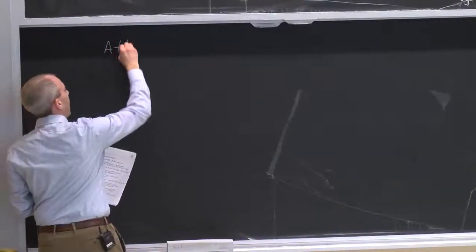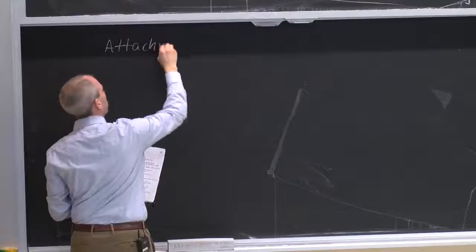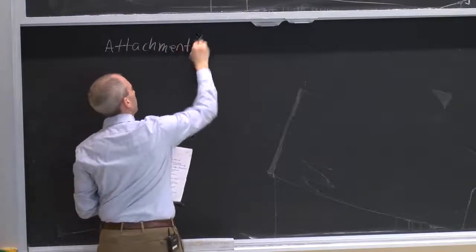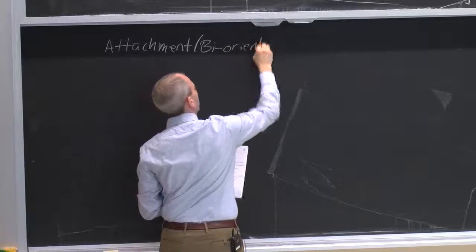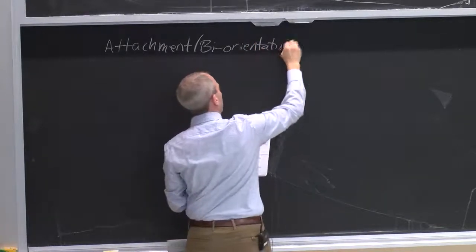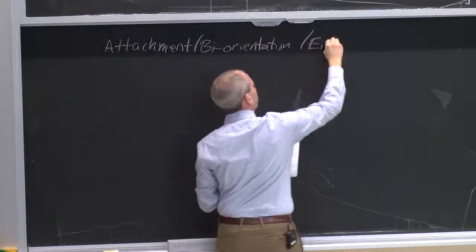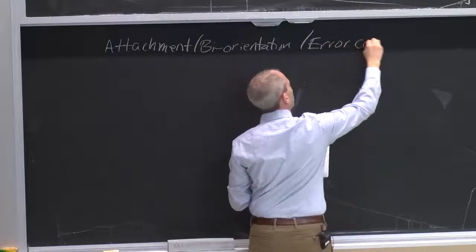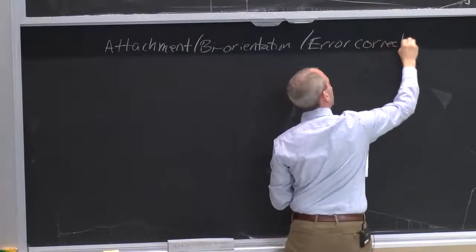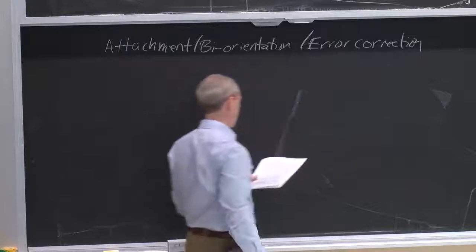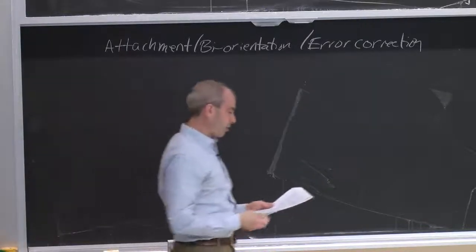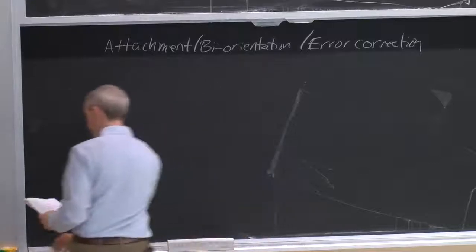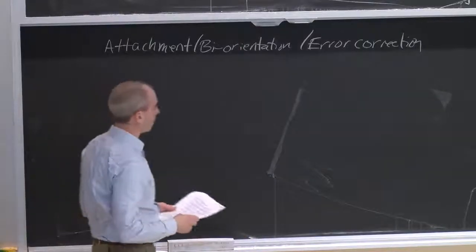So the state that we really want is attachment and biorientation. And the thing that we need to do to achieve that well is a process called error correction. We need to be able to recognize errors and fix them, okay? So biorientation is great. All of those other states over there, they're a problem. We need to be able to come in and address them and make them better.